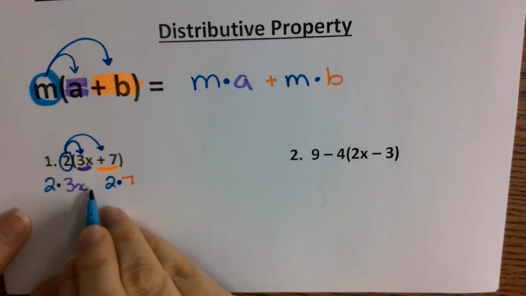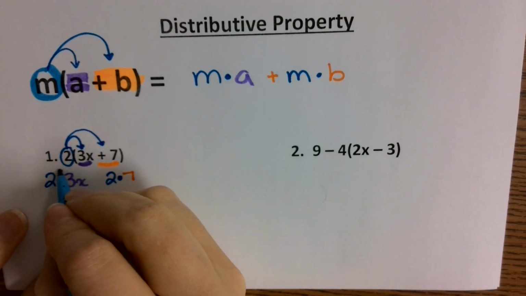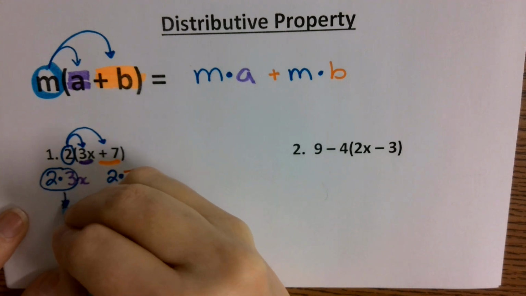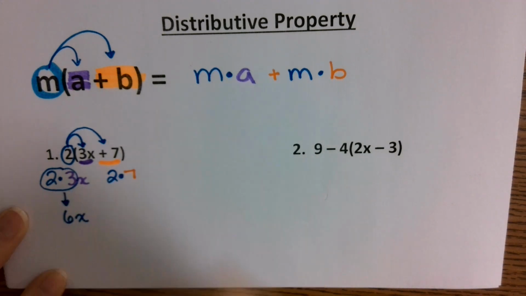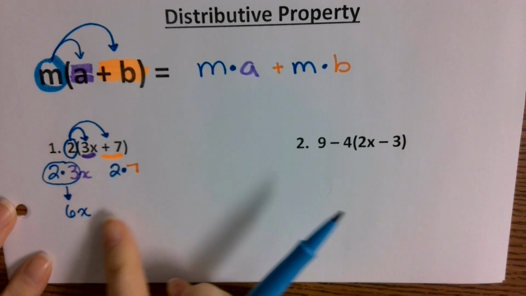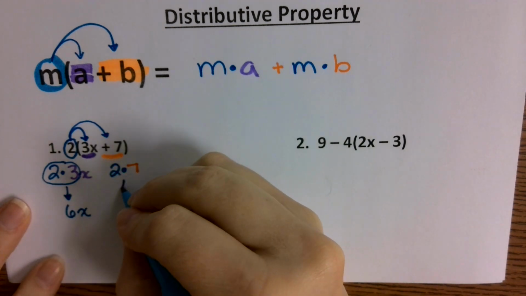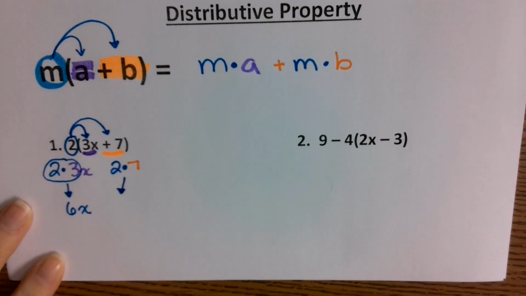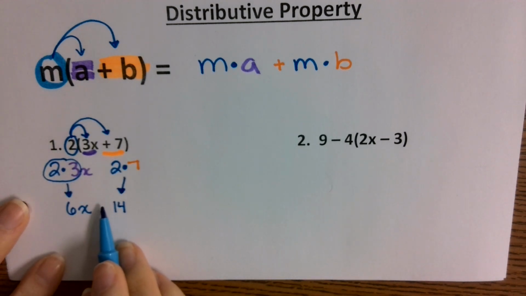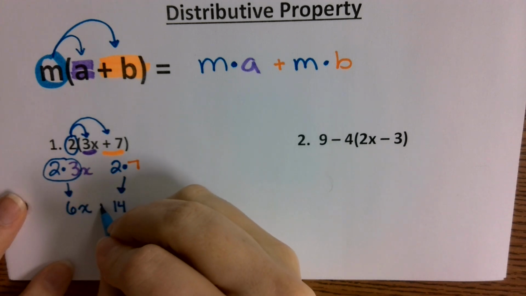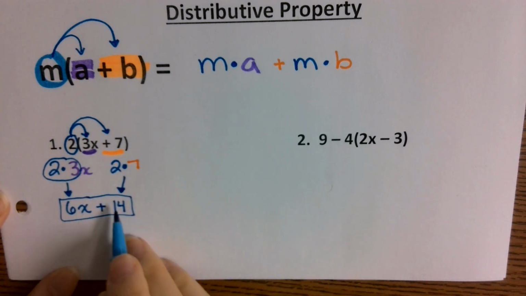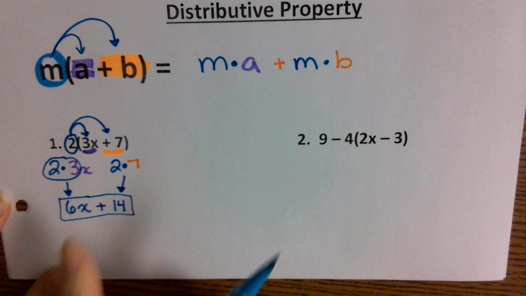Now 2 times 3x, all we're really focusing on is multiplying 2 times 3. What's 2 times 3? 6. So this becomes 6x. And then 2 times 7, what's 2 times 7? 14. Now it's a positive 14, so what should I put in between here? Plus. And there's my final answer. I cannot combine those together because they are not like terms, so I'm done.